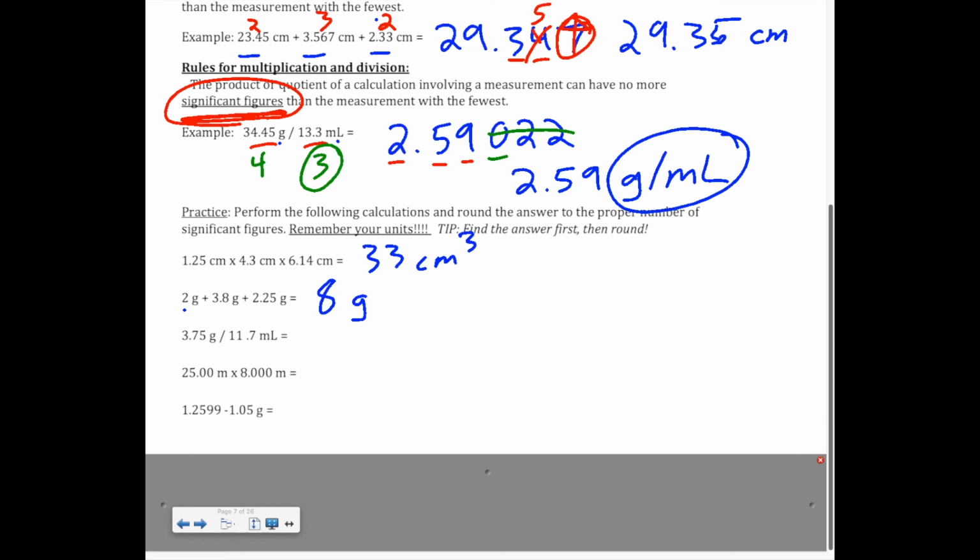And then the next one is going to be 0.321, and then the units are grams per milliliter. And then the next one is going to be 200.0 meters squared. And then the last one is going to be 0.21 grams.